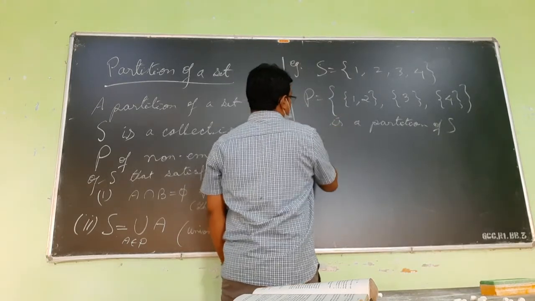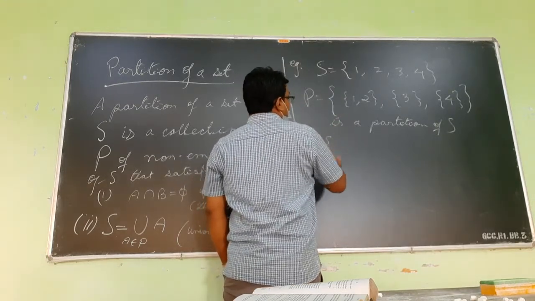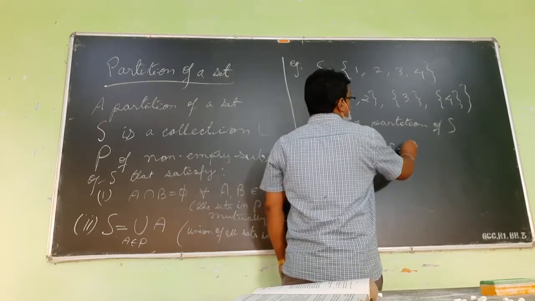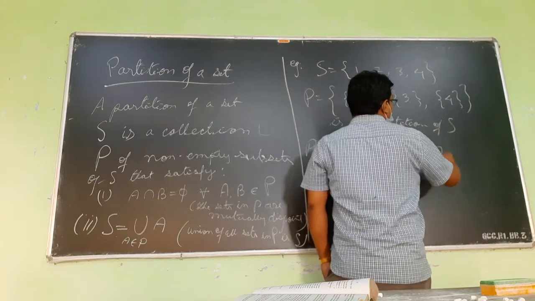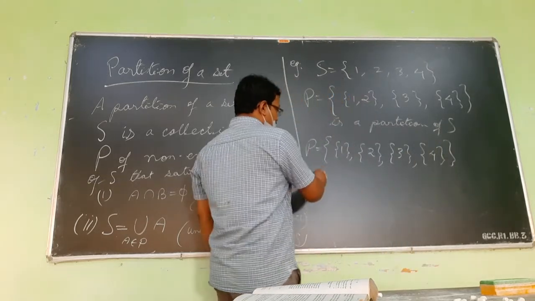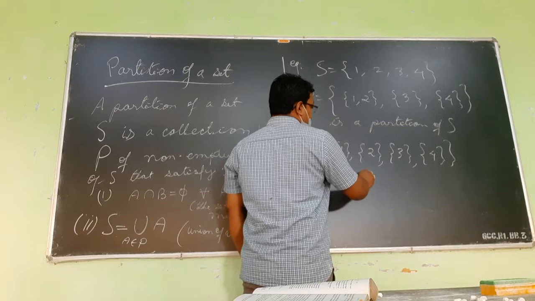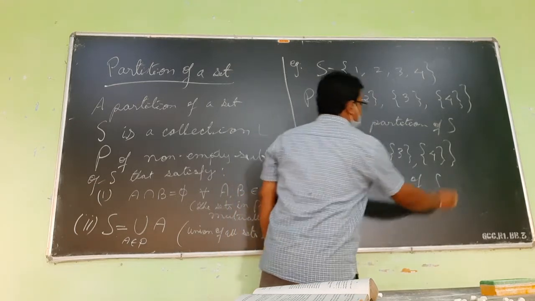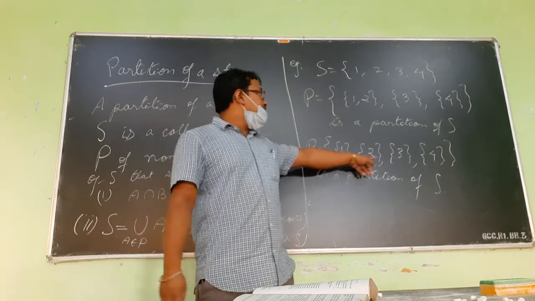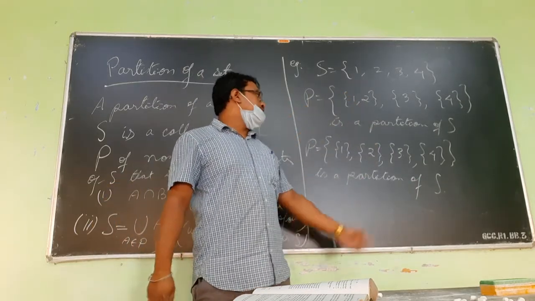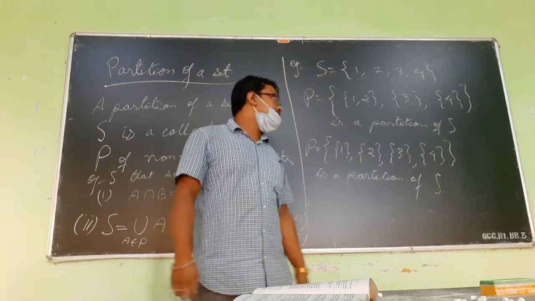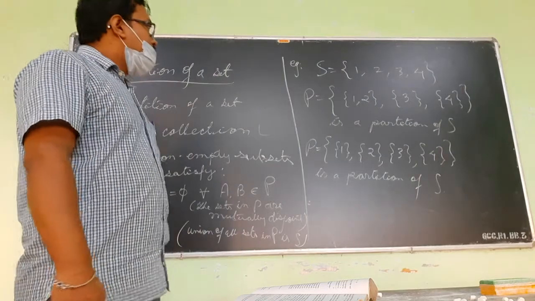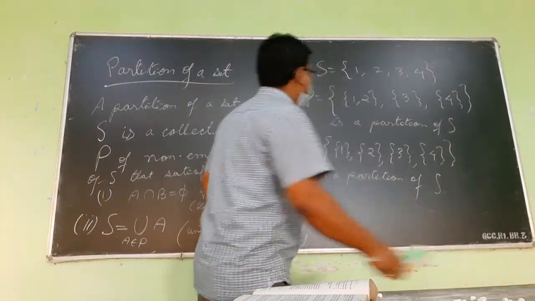Then this is a partition of this set. Another partition, you can think of singleton {1}, singleton {2}, singleton {3}, singleton {4}. This is also a partition of S. Their union is S. So there is no restriction on which subsets you can take. So several ways you can take these partitions.